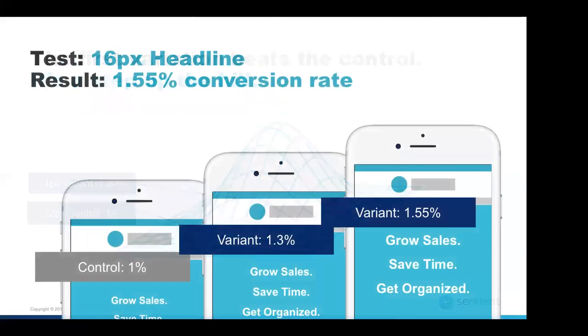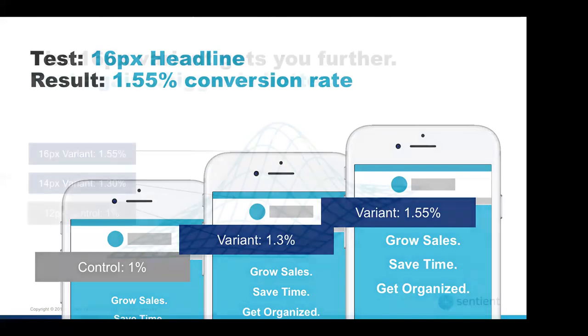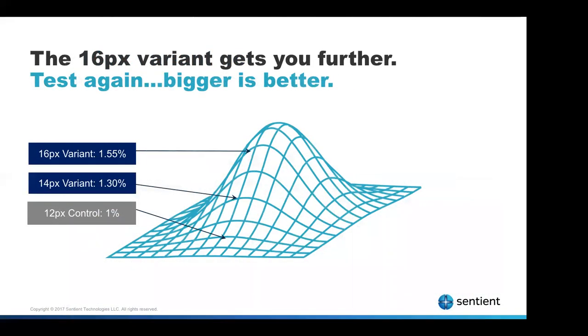Step up the hill, and what do we do? Well, we test again. If 14 worked, let's try 16. And in fact, 16 is better than 14. That variant gets us a little bit better than a 50% increase. So it's 1.55%. That's good. And let's look at what that looks like on the wireframe. So now we're a couple of steps up the hill. 14-point was the first step, and then we try again, and we get a second step to 16. Bigger is better. And that's our theory.